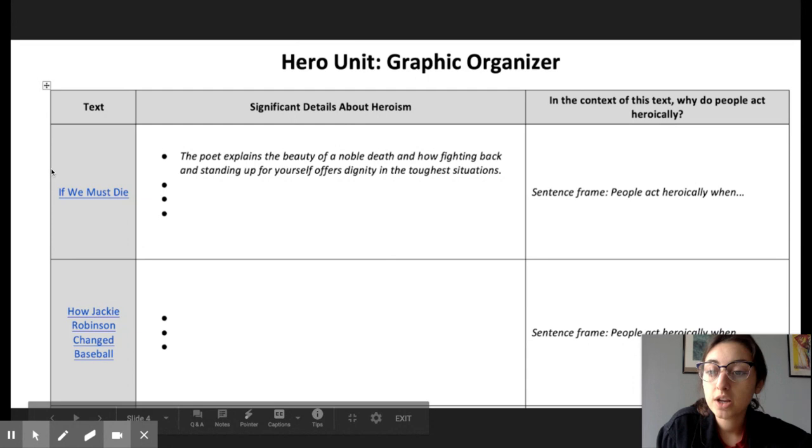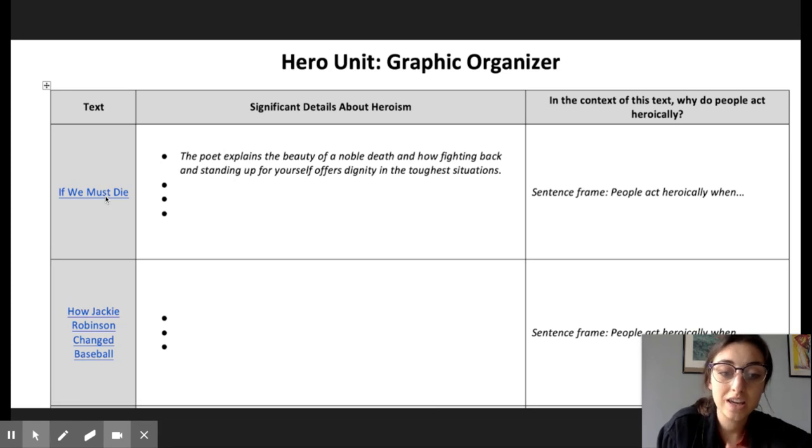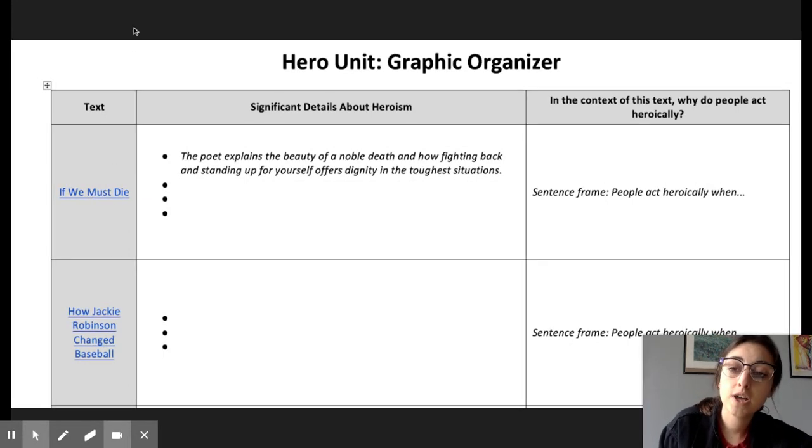If you notice in this text box, the texts are blue and underlined. That's because they're actually a link to the CommonLit article. So if you're like, I do not remember anything about If We Must Die, that's okay. You can click on the link and it'll open up in a new tab and you'll be able to reread that CommonLit article. You might need to sign in, but once you sign in, it should take you right there. Then you can reread it, look at it, all that stuff.